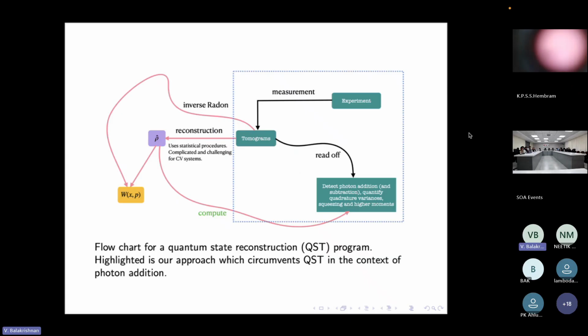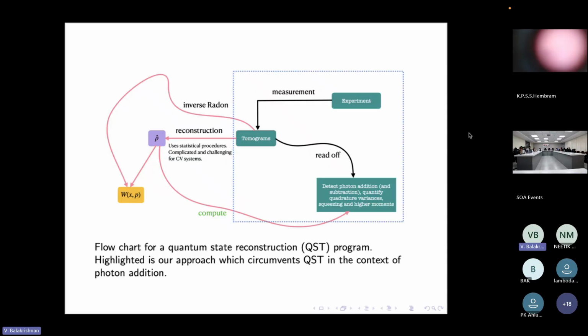So here is a flowchart which might communicate to you what exactly we would like to do. So if you start from the top right-hand corner, there is an experiment. Measurements are made, typically homodyne measurements. And these are intensity profiles or intensity distributions or PDFs, depending on the context.